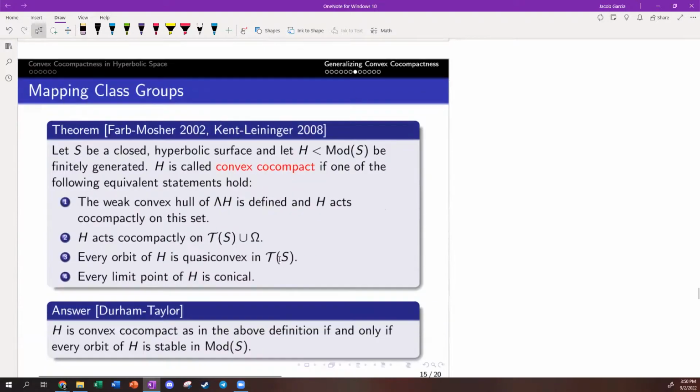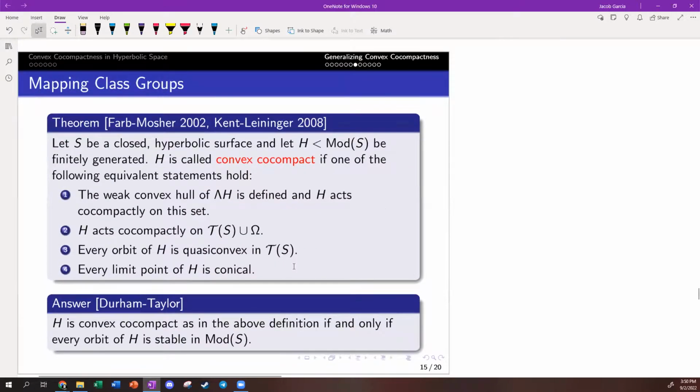And then they showed that in the setting of mapping class groups, every convex co-compact subgroup, in this definition for mapping class groups, is exactly a stable subgroup of the mapping class group. And stable elements are exactly pseudo-Anosovs inside of the mapping class group. Inside of CAT(0) spaces, the stable subgroups are the ones that all have rank 1 isometries. So it's actually a generalization of a lot of things that people are very interested in in these types of spaces.